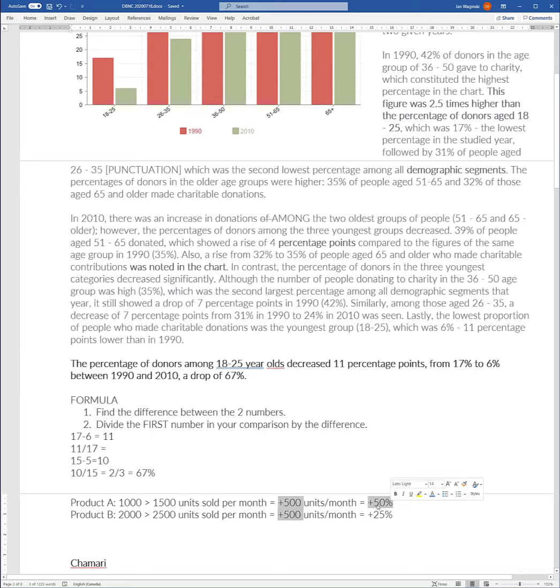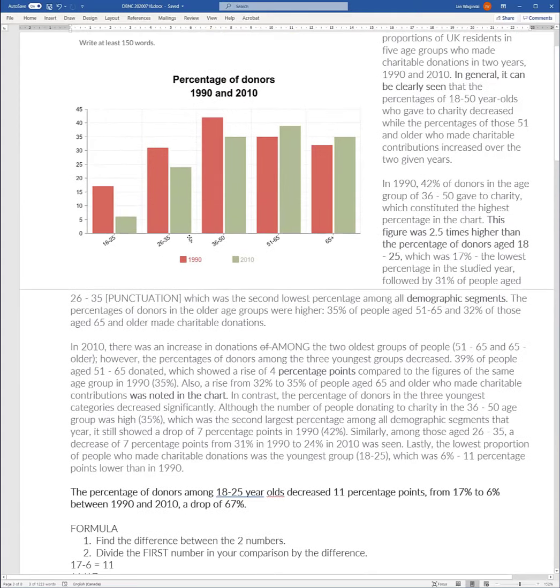You'll get a higher development score if you include information like this. They don't want to see just a straightforward description of what's here. There's no value added in that.